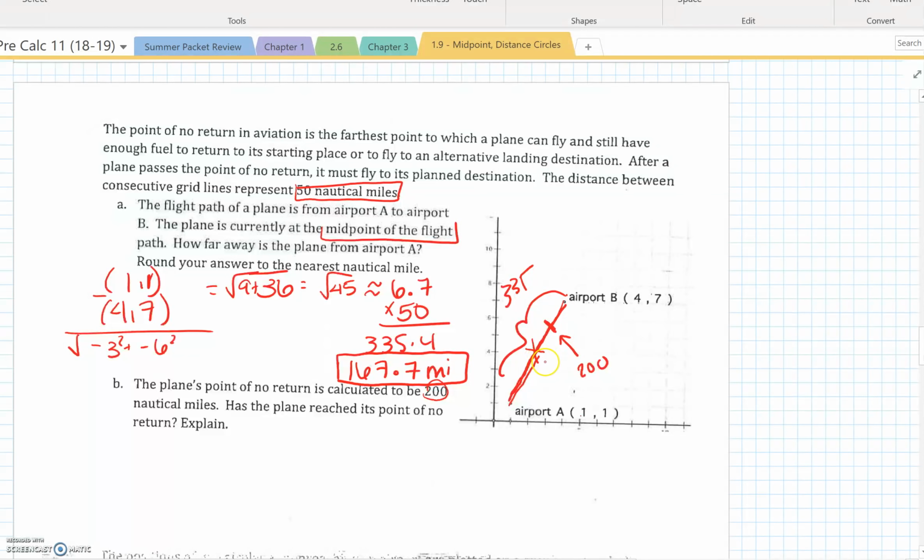So if the plane needed to turn around right now, it could. But once this plane goes past 200, it can no longer turn around. So either something would happen to the plane in the middle of the sky, or it would have to just try to make it to the other airport. Once it goes past this point, it cannot return back to where it came from. So as of right now, no.